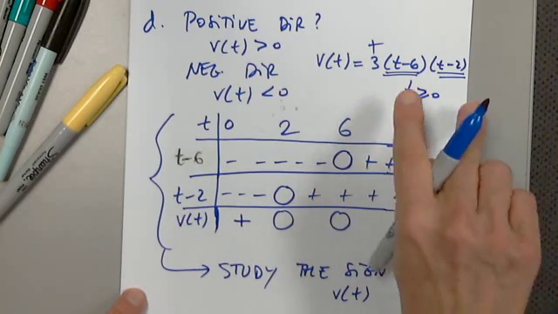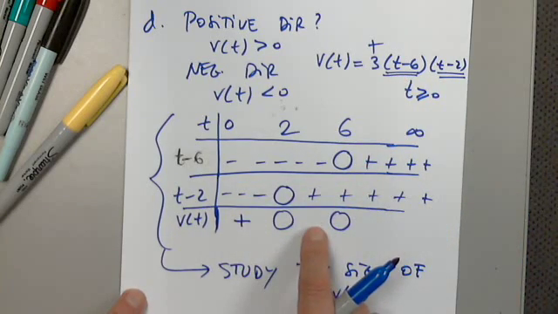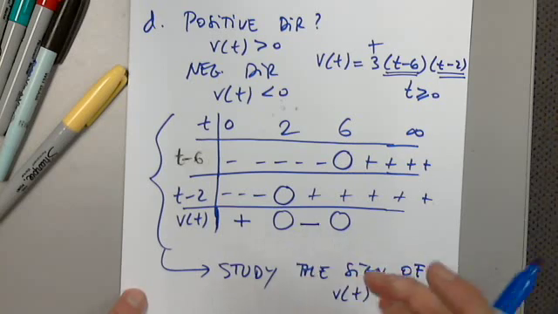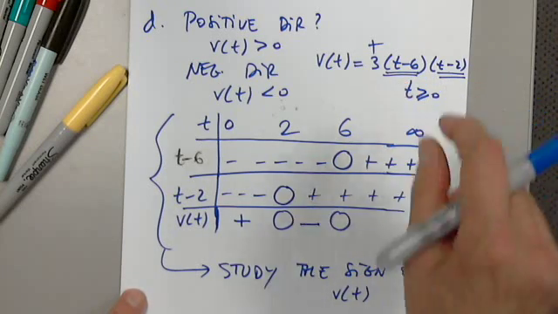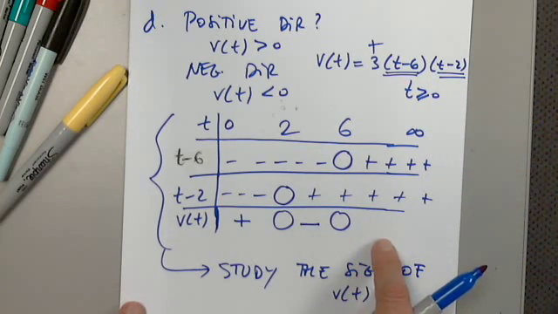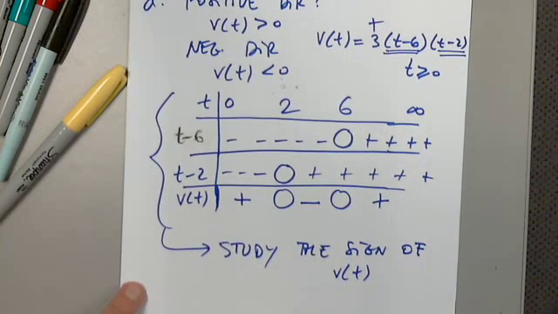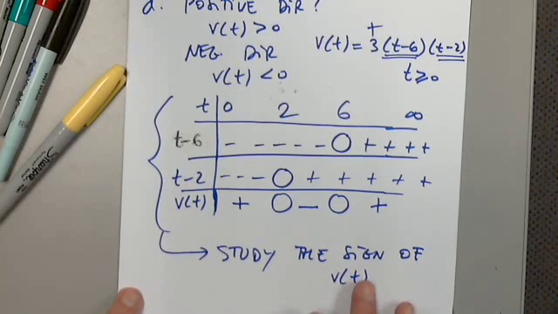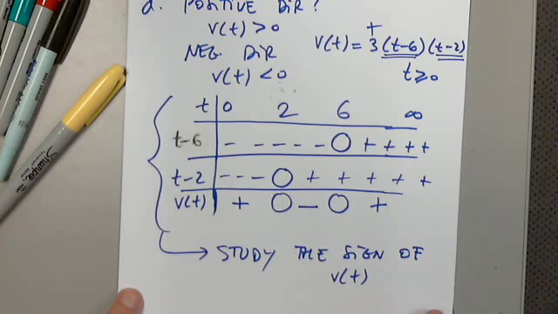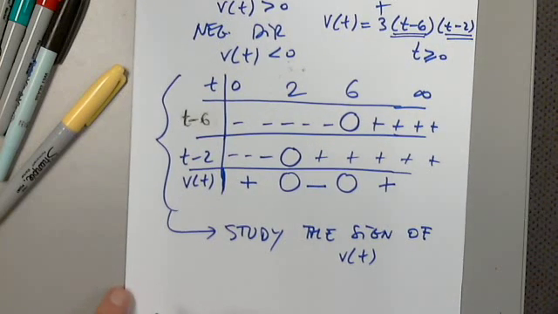When we multiply these two factors, what is the sign of V of t? Very good. So here's our conclusion. Any questions here? Matt, are you okay? Any questions? Okay. So I will write this.